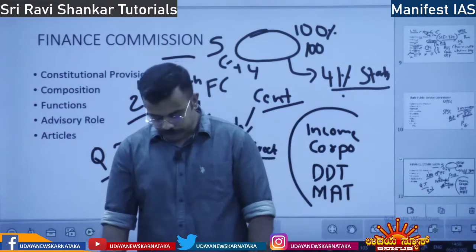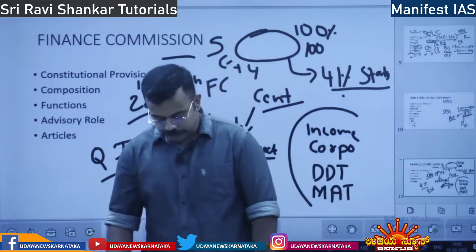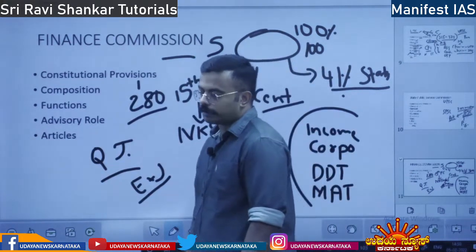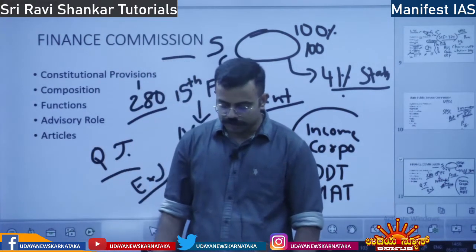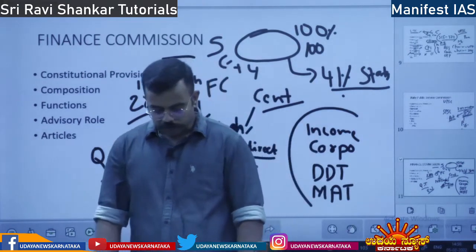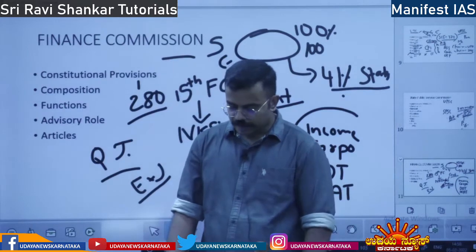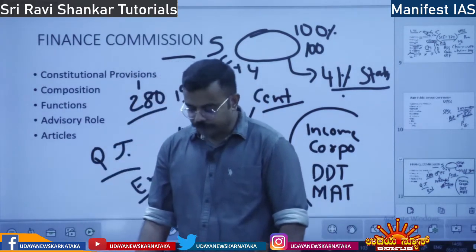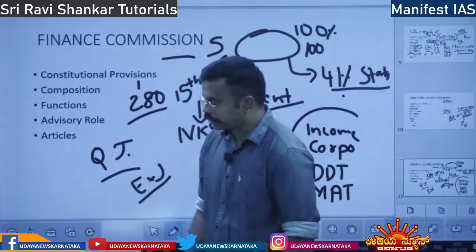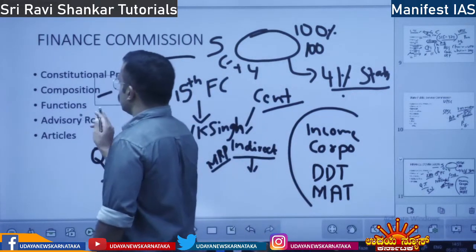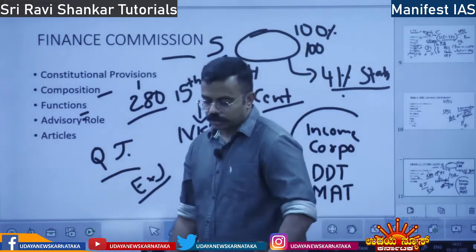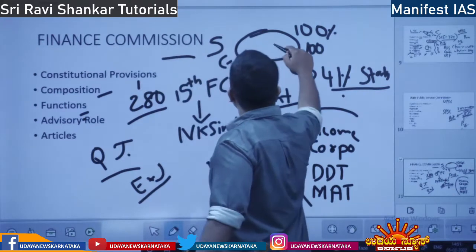What is the qualification of the chairman? The chairman should have experience in public affairs. Among the 4 other members, one has to be a high court judge, another person should have special knowledge in finance, another person should have experience in financial administration, and the last person should have special economic knowledge. So this is the composition. Next we will speak about functions. What are the functions of the Finance Commission? I told you already the major function. This is the major function.